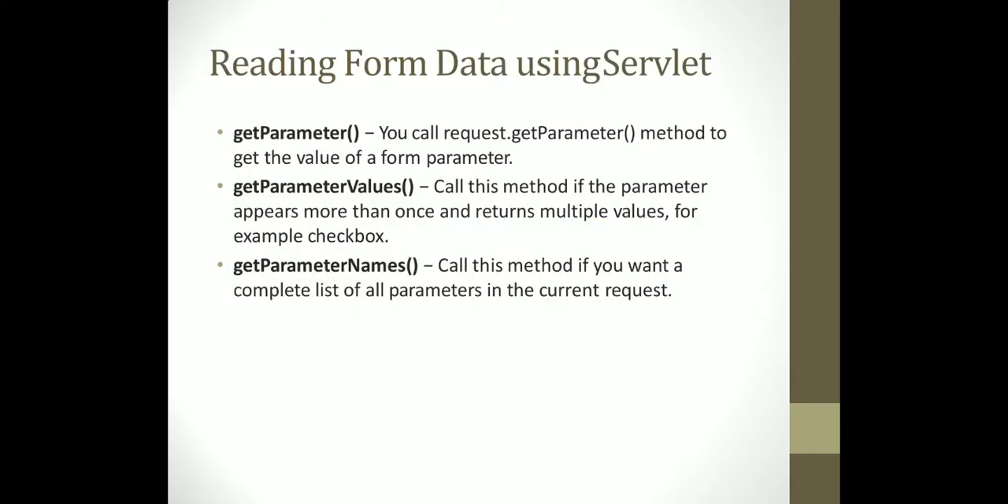Then getParameter: you can call the getParameter method to get the value from a parameter. Then getParameterValues method can be used if the parameter appears more than once and returns multiple values, and getParameterNames. This method gives the complete list of parameters in the current request. All these should be used properly as per your requirement in the project.